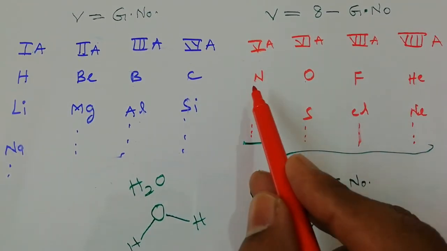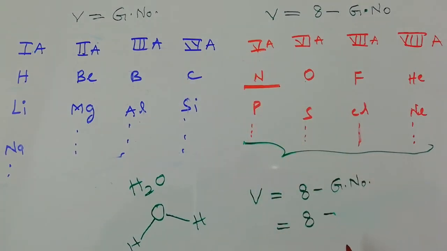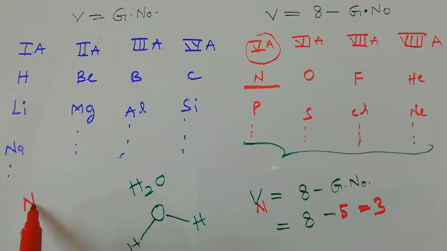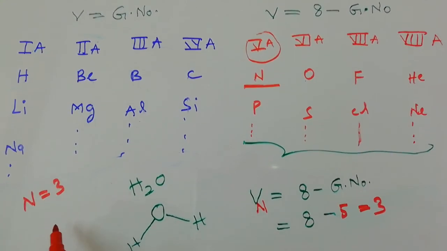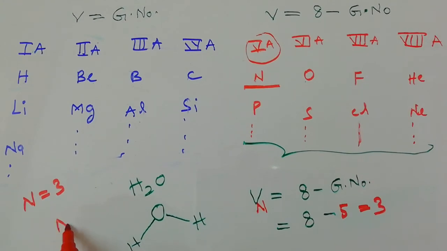Similarly, now we are calculating the valency of, for example, the nitrogen atom. Valency of nitrogen is equal to 8 minus its group number. What is its group number? Fifth A group, so you should write 5. 8 minus 5 is 3. So nitrogen valency is equal to 3. Nitrogen generally forms 3 bonds.